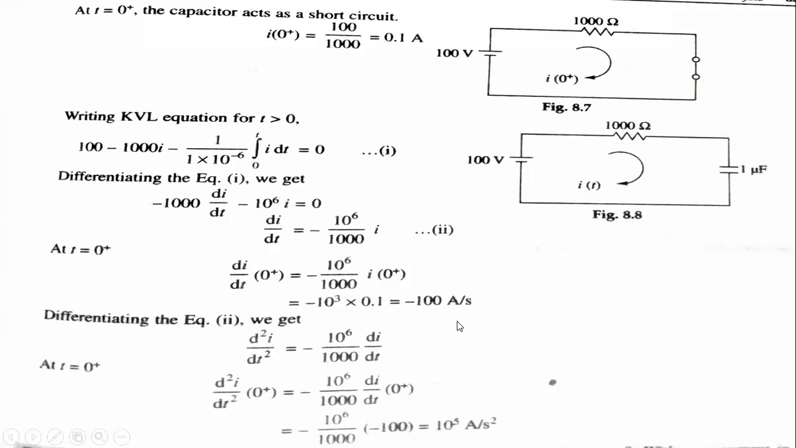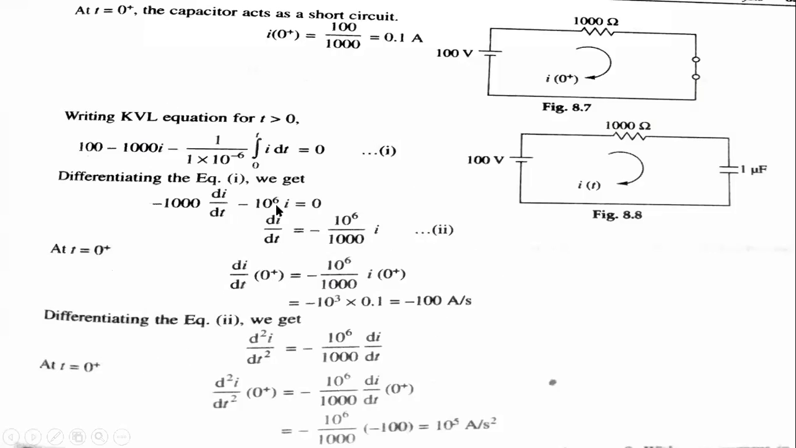See here the difference. If I don't write anything, I will definitely be unable to find these unknown parameters of di by dt and so on. So you should remember why I'm simplifying these things: first KVL, then differentiation, then apply the condition of t is equal to 0 plus. In this way equations 1 and 2 will happen. Now again the double derivative, differentiating equation number 2. First we have done the differentiation, now go for differentiating equation number 2.